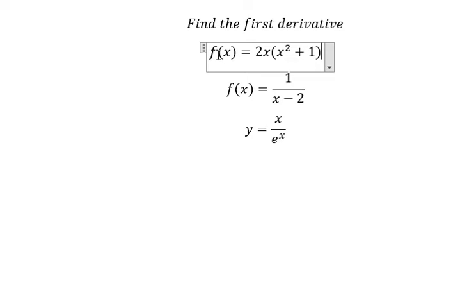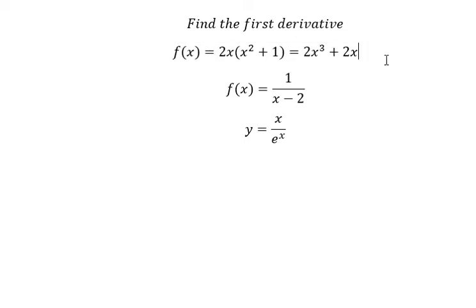Before we do first derivative, we multiply 2s by s squared and number 1. We will have about 2s to the power of 3 and 2s.